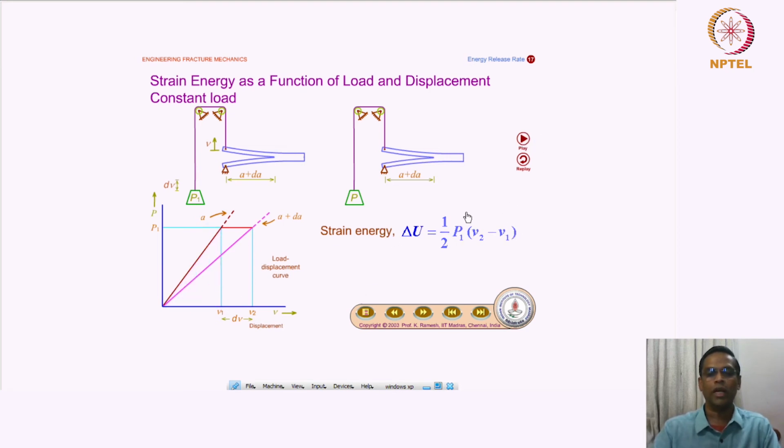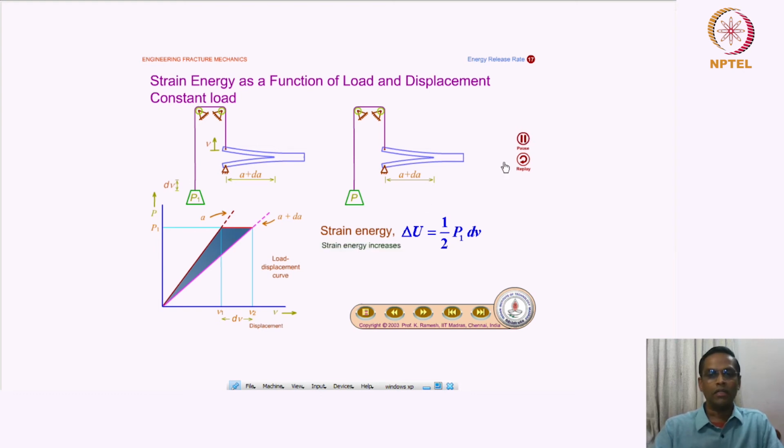So you can write it like this: delta U is equal to half P1, because it's a constant load, that's why it is P1, into V2 minus P1 V1. This is this triangle minus this triangle. You can see that this triangle is much bigger than this one. So what is this? This is a truncated triangle, the change in strain energy between these two events.